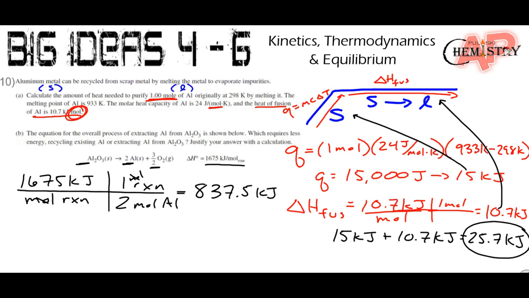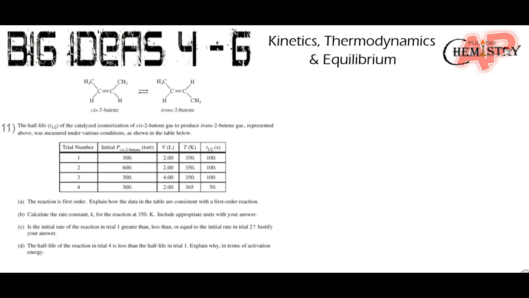So it asks basically which requires less energy. Well, this one requires 837.5 kilojoules, while the first one required 25.7 kilojoules. So clearly, the recycling from our letter A requires less energy than extracting the aluminum from letter B.